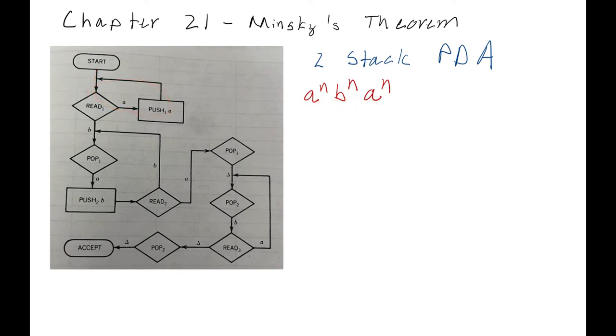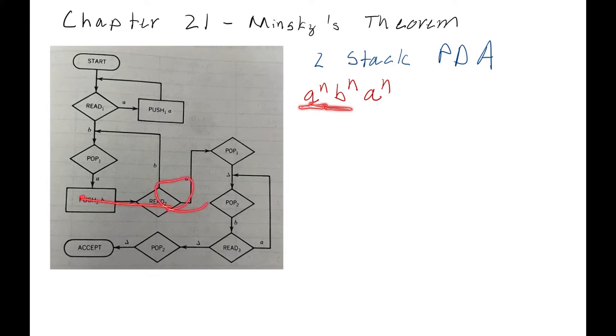the A's. So every A we read off of the input tape, we push an A onto the first stack. Then as we start reading B's, we make sure it matches the number of A's in the beginning by popping an A off the stack. But we're also able to push B's onto the second stack. Notice the push two there, meaning we're going to use stack two. So as we counted A's onto stack one, on the second stack, we'll count the B's while we make sure these A's match these B's.